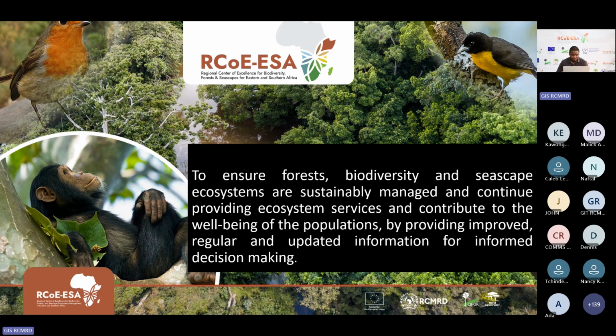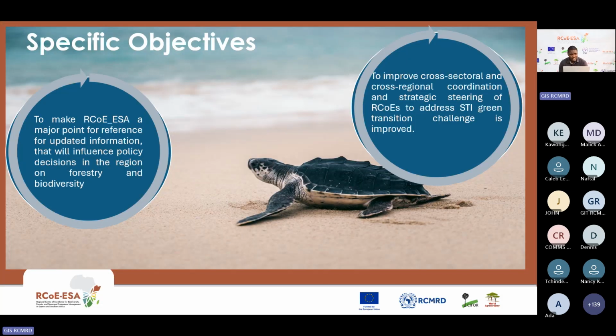So using GIS to map this ecosystem and trying to use those details to know how we sustainably manage this ecosystem. The objective of the RCOE project is to make the RCOE a major point of reference for updated information that will influence policy decisions in the region on forestry, biodiversity and seascape. The other one is to improve cross-sectoral and cross-regional coordination. We realize that much as we want to achieve a sustainable ecosystem, some ecosystems are transboundary. So how do we make sure that these ecosystems are managed in an effective way among the countries or between the bordering communities?